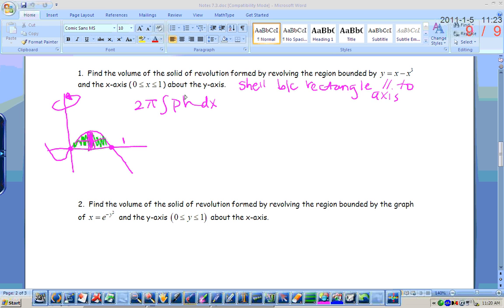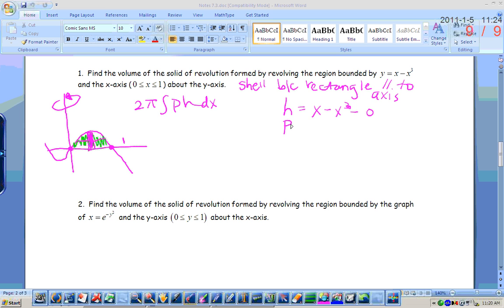It's weird. I think of it in terms of pH, but then I always identify h first. H is the length of the rectangle. So what would the length of that rectangle be? Right, top minus bottom, which would be x minus x cubed, technically minus 0. The dx would be like dw. It's dx because the width of that rectangle is an x value, not a y value. So h is really just x minus x cubed.